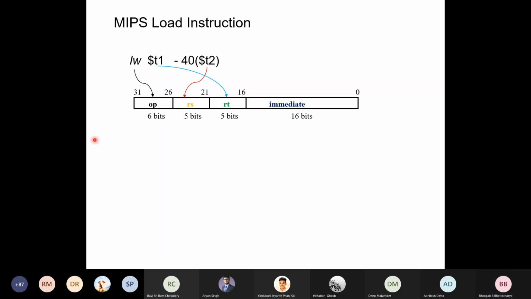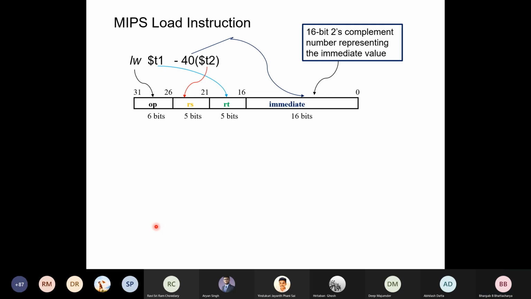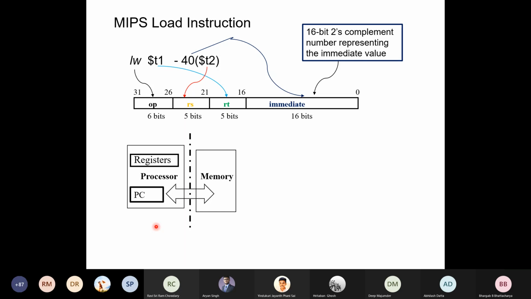Clear? Now please recall the von Neumann architecture and tell me what kind of actions are being taken here. Okay, so this is 40, and 40 is designated here. It's a 16-bit 2's complement number representing the offset value. Well, I should not say the immediate value, I should say it is an offset value. So you have the register, the processor, PC the program counter, and memory, right? So what are the actions that are to be taken? Just tell me from the first step.